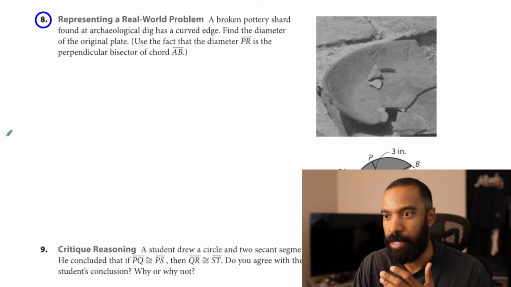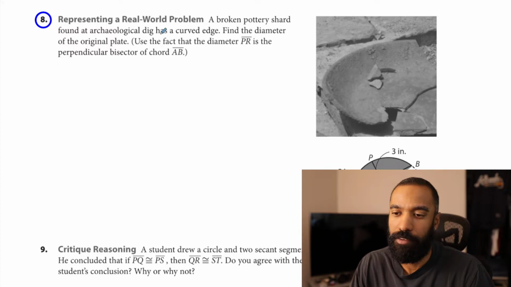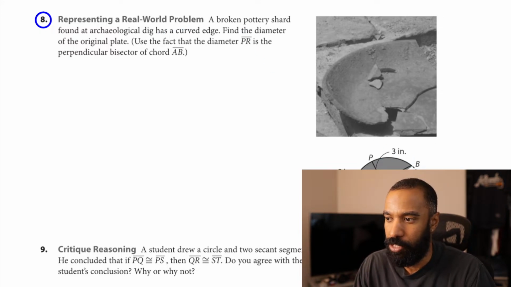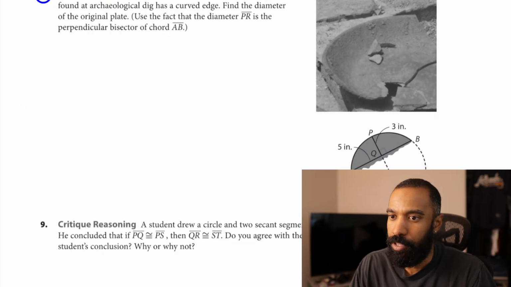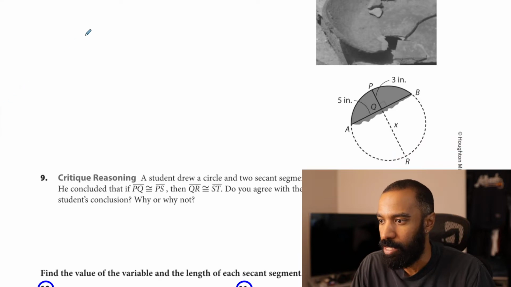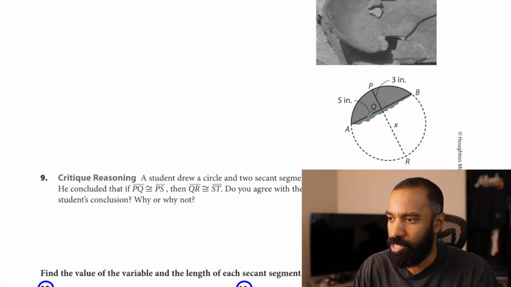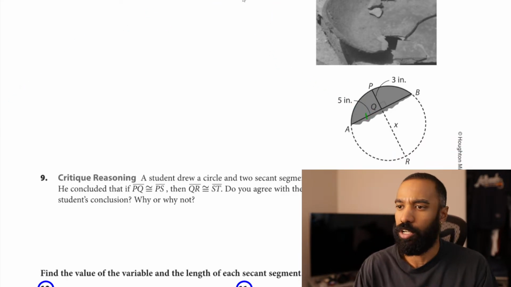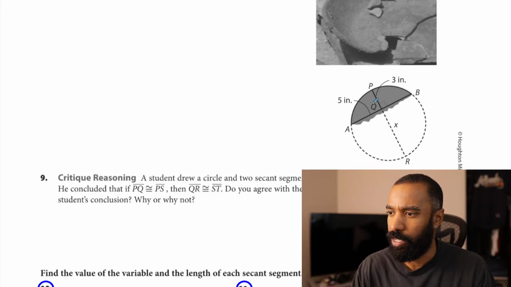All right, number 8. A broken pottery shard found in an archaeological dig has a curved edge. I'm just going to follow the image. Find the diameter of the original plate. So we're going to find all of PR here in a bit. Use the fact that diameter PR is the perpendicular bisector of chord AB. So if it's a perpendicular bisector here, that means these two parts are congruent to each other.